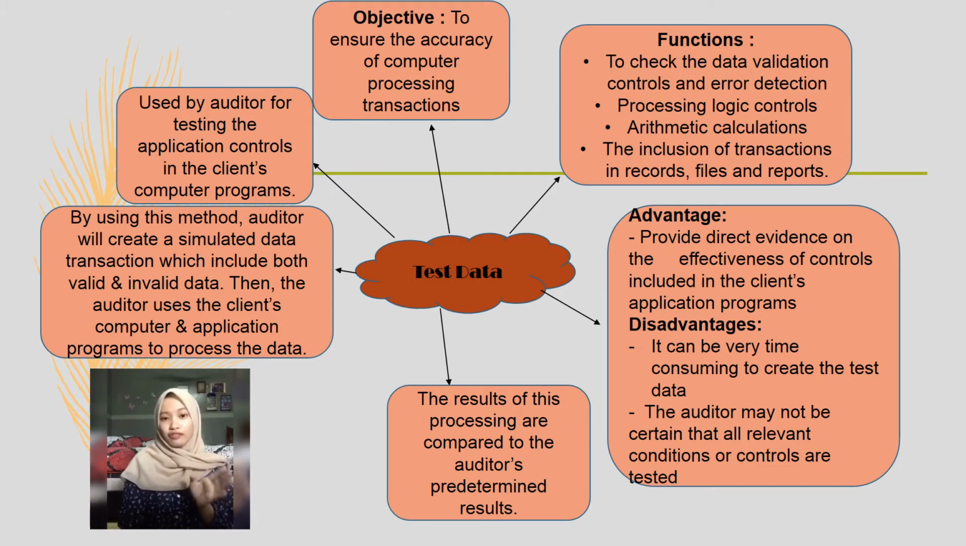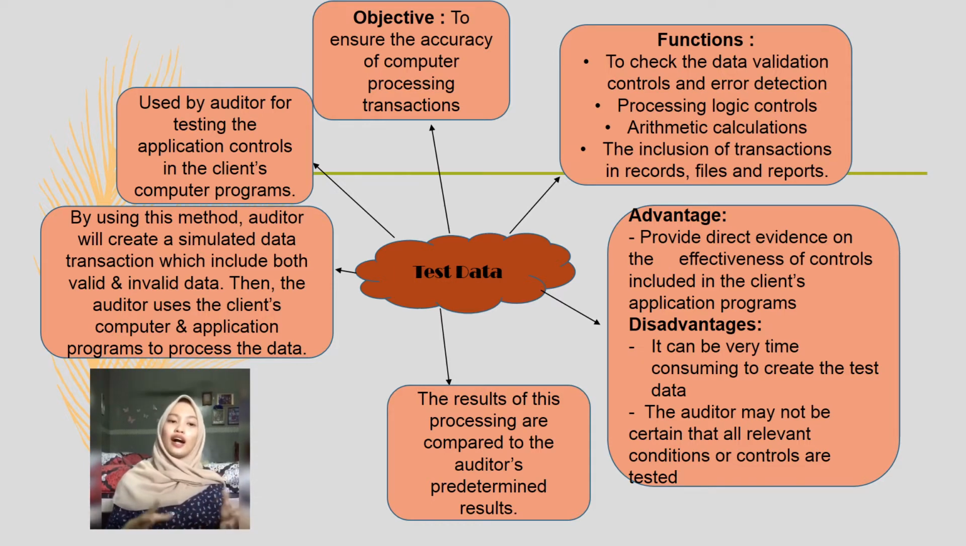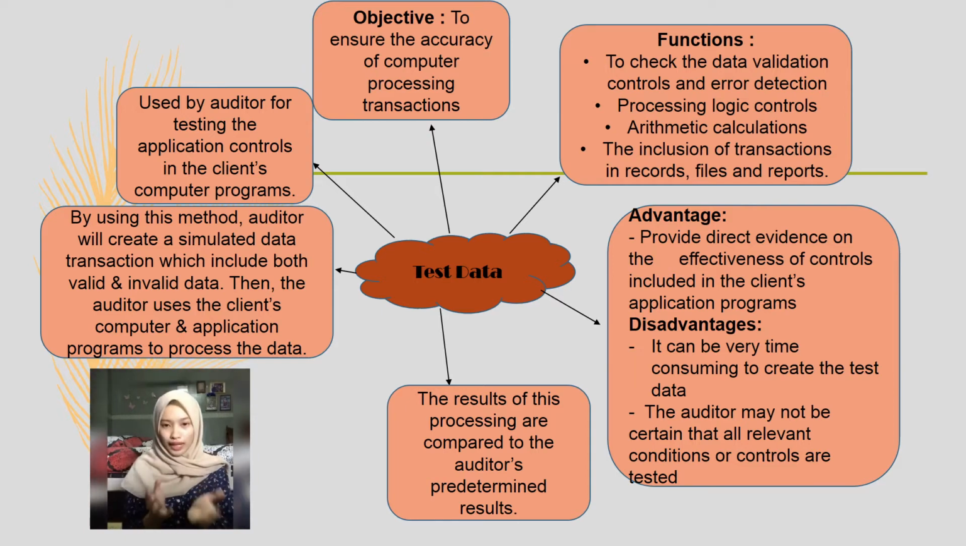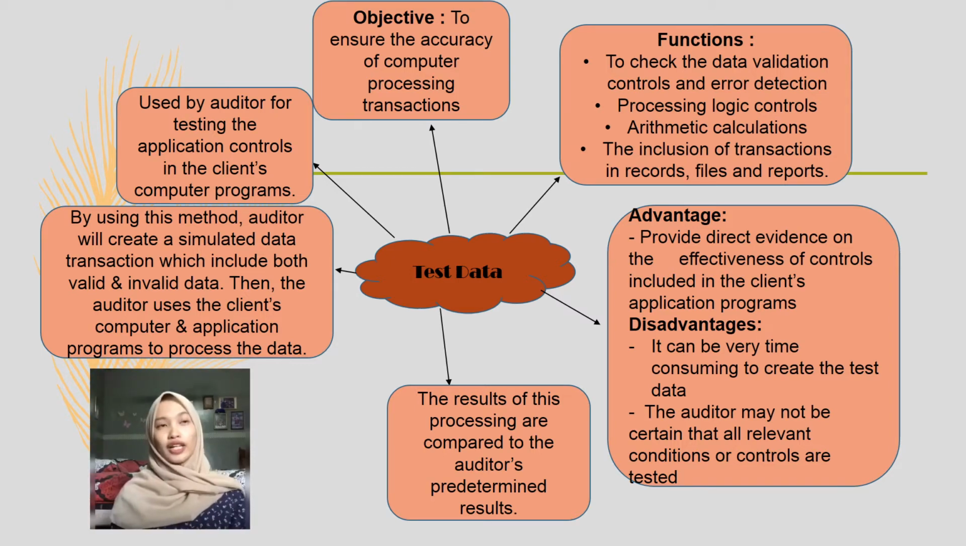The valid data will be processed, and the invalid data will be identified as errors by the auditors. The result of the processing is then compared with the auditor's predetermined result. Basically, the objective of test data is to ensure the accuracy of the computer's processing of transactions. Normally, the auditor uses test data to check the data validation controls and error detection. It also tests the processing logic controls, arithmetic calculations, and the inclusion of transactions in records, files, and reports.